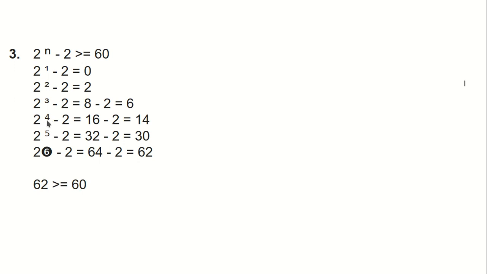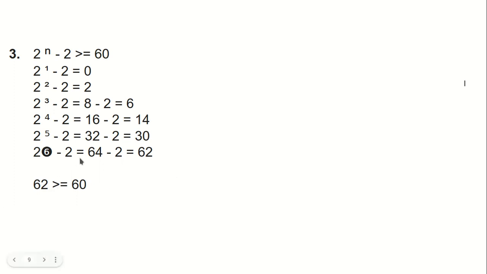2 raised to the power of 4 minus 2 is equal to 16 minus 2, which is 14. 2 raised to the power of 5 minus 2 is equal to 32 minus 2, which is 30. Now let's take another number. 2 raised to the power of 6 minus 2 is equal to 64 minus 2, which is 62. So this 2 raised to the power of 6 has given us the result. In this way, 62 is greater than or equal to 60. Alright, so it is greater than 60.